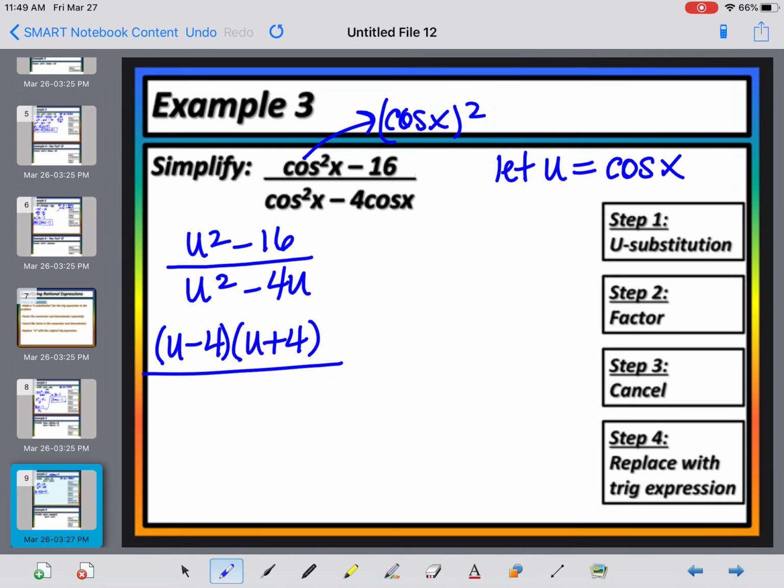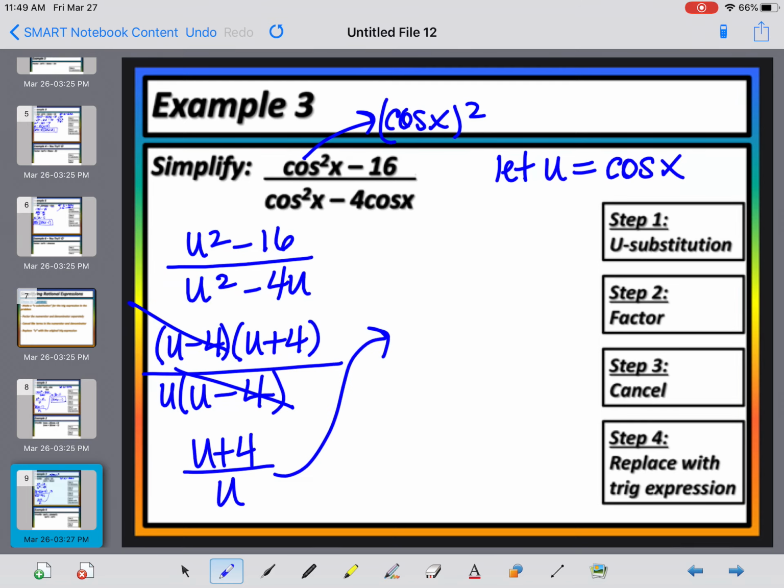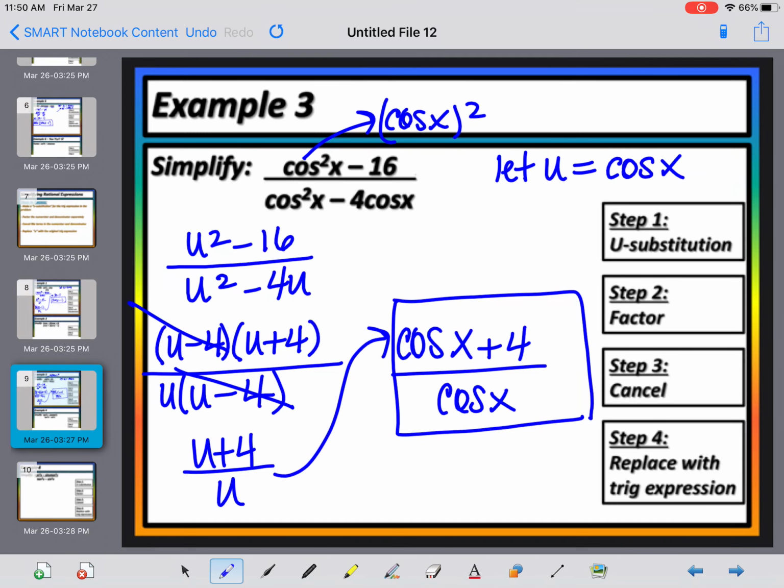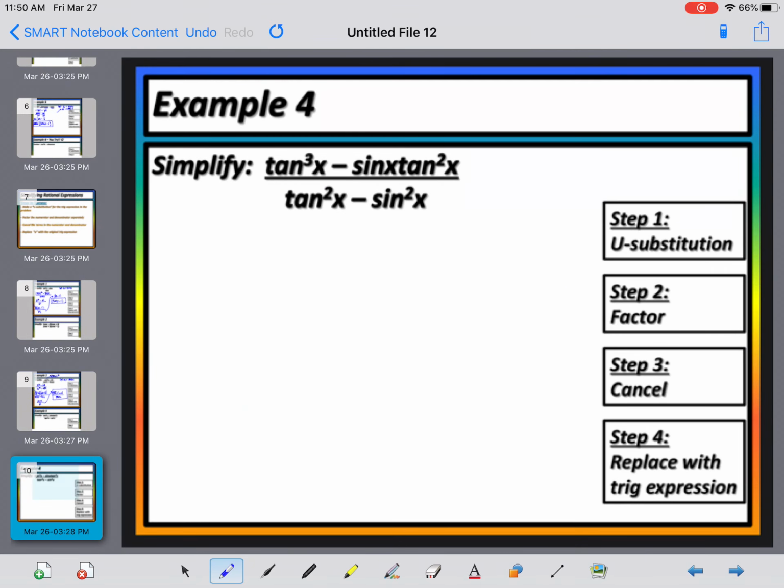So the top, I have difference of squares. The bottom is not difference of squares. The bottom is just GCF. So I can cancel a u minus 4, so u plus 4 over u. And then we're just going to replace our trig. And that's my simplified expression there.